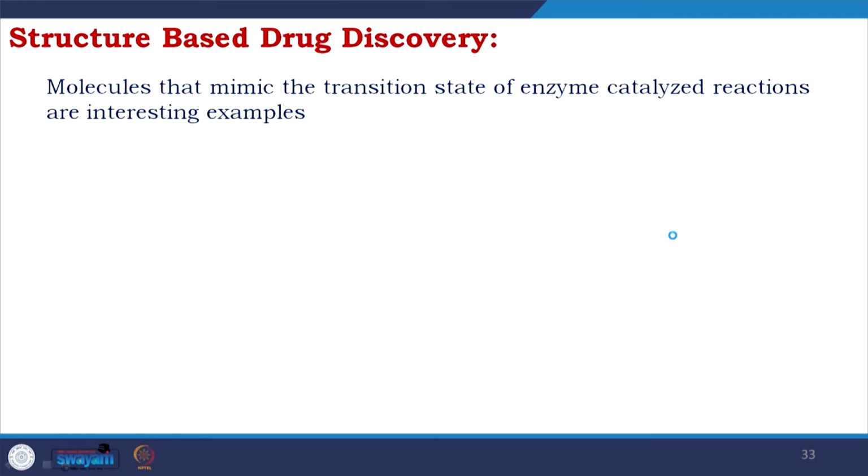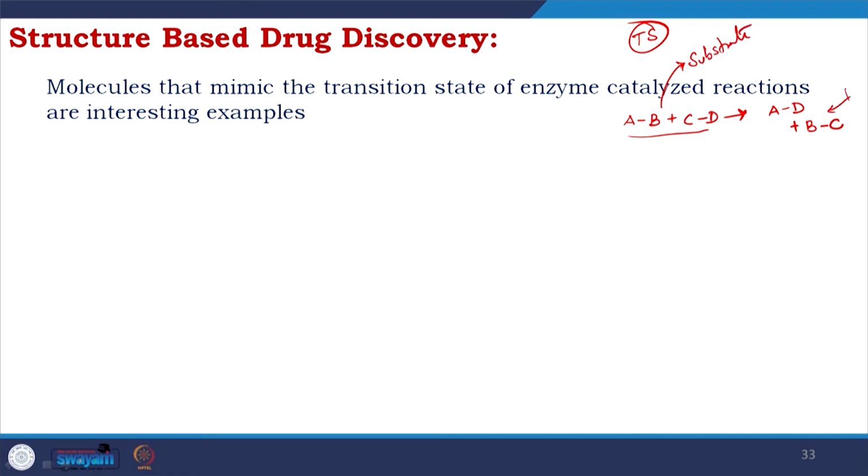Molecules that mimic the transition state of an enzyme-catalyzed reaction are an interesting example. I will talk about these in the case study, but just to explain a little bit: what is a transition state? I talked about this, but when AB reacts with CD, it will form AD plus BC. So, this is called the substrate.